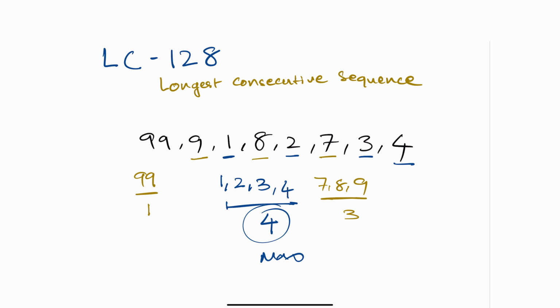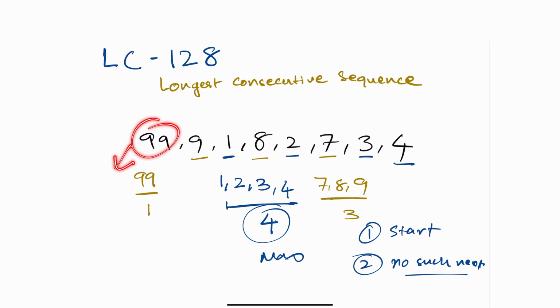Yes, there are two rules for this one. The first rule is to find the start number. The second is to keep on incrementing the numbers till there is no such next number. These two rules will apply. Now first I will take 99, because there is no 98 in this one. Yes, I will start with 99.